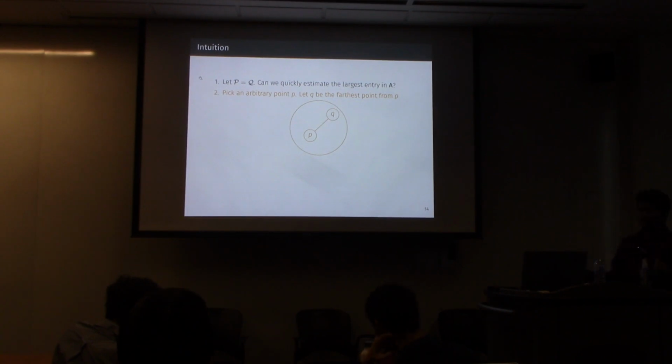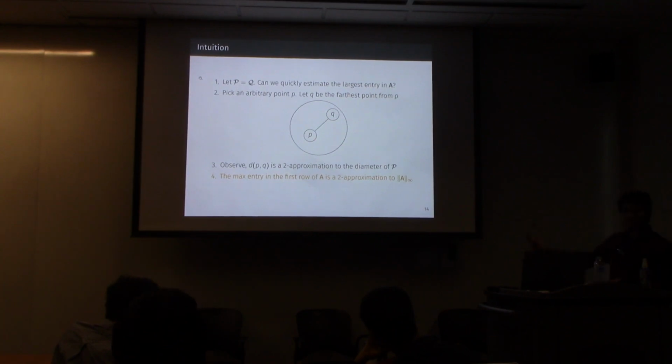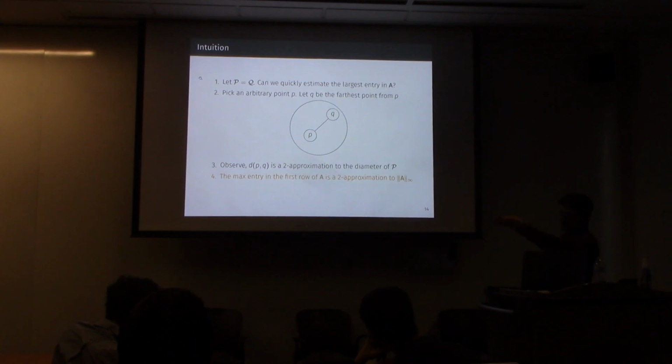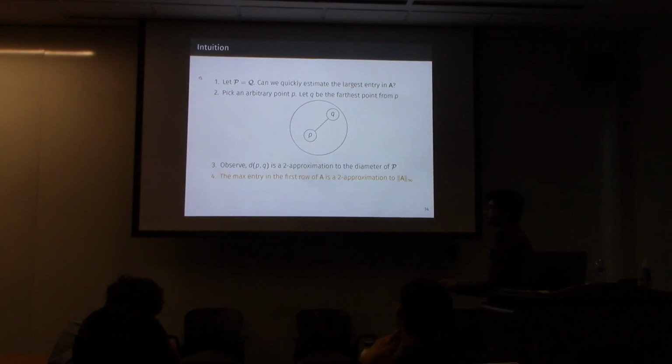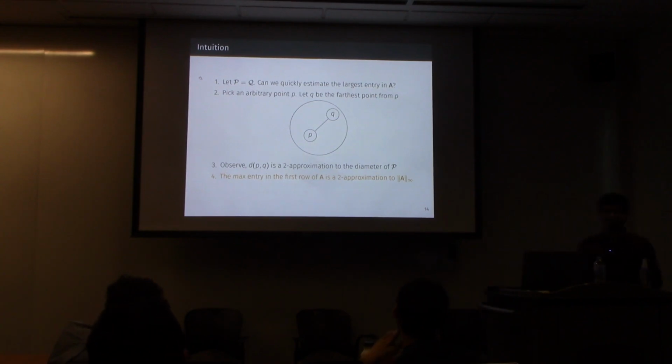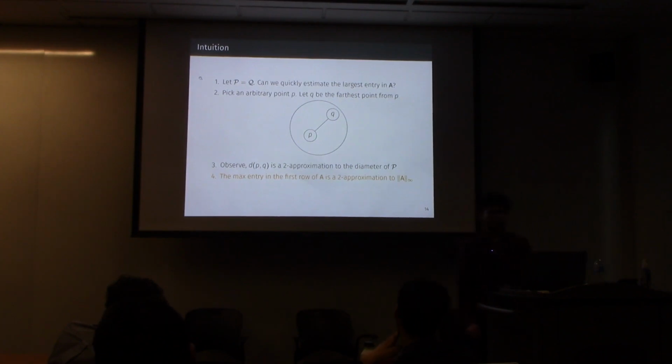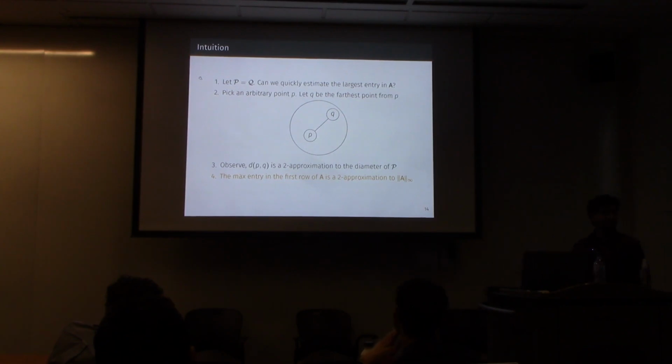So what does this mean algorithmically? It means that if we read the first row, p might as well be the point that corresponds to the first row of our matrix, we just read the first row and look at the largest entry in it. This gives us the largest distance from p to any other point Q in our point set, and this is a 2 approximation to the largest entry in my matrix. In particular, this says that I cannot hide large entries anywhere anymore. Any questions about this?